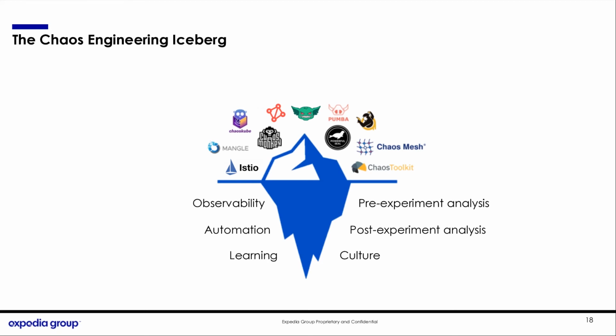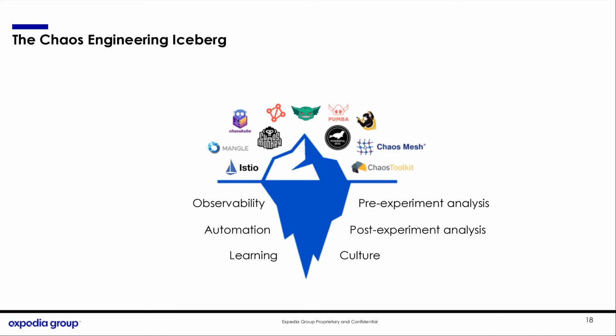We call that the chaos engineering iceberg. And what this says is that at the moment, many or probably most of the teams are focusing too much on the tooling. And there are a ton of tools out there. We could probably say that there are more tools than teams doing chaos engineering right now.